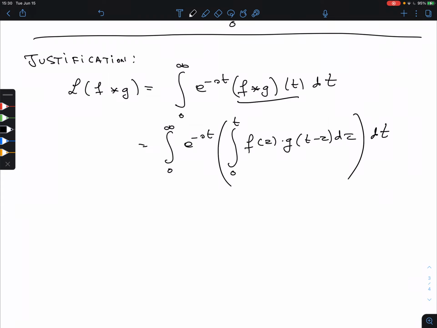And now there is a trick where I'm going to wave my hands a little bit and say that I can switch the order of integration.